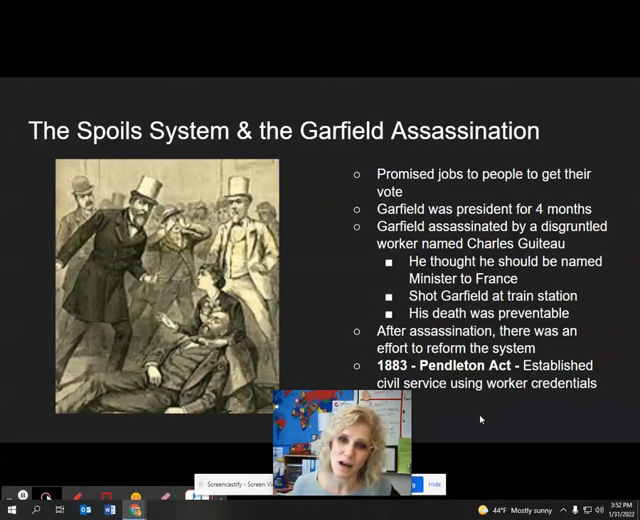So Garfield was assassinated. And because of his assassination, the Pendleton Act was heavily supported. The Pendleton Act, again, established civil service using worker credentials instead of favoritism, okay? Which may have also saved Garfield's life had it been in place.